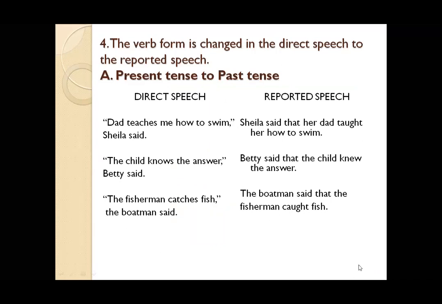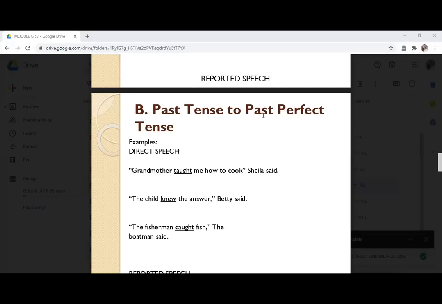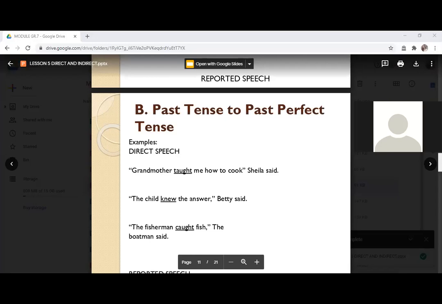Okay? So now, for our next topic, share screen ko ulit sa inyo para makita nyo. So for our next, pag present tense, we will convert it to past tense. What if, Ma'am Bremen, if it's already in the past tense? How are we going to change it to reported speech? Take a look at the example number 1.